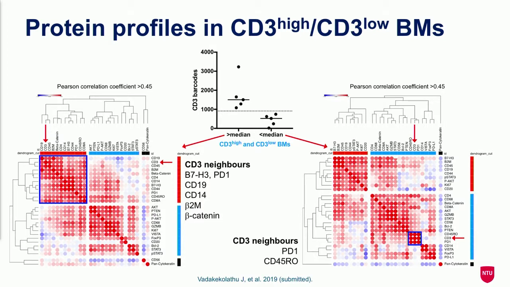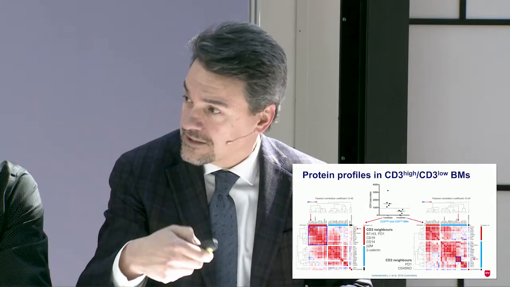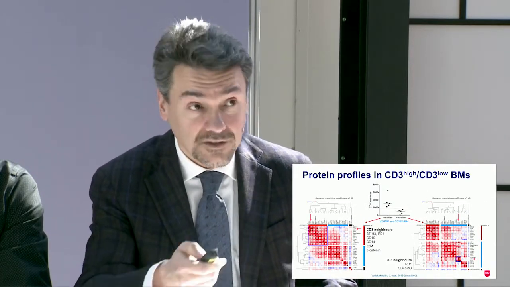So then we built a correlation matrix, looking at protein profiles in CD3 high versus CD3 low bone marrows. This tells you that the CD3 neighborhood is really completely different in more heavily T-cell infiltrated bone marrow biopsies compared to the T-cell depleted bone marrow biopsies, with the CD3 neighbors mostly being B7-H3, a negative checkpoint, PD-1, B cells, monocytes, beta-2 microglobulin, and beta-catenin. And this is completely different to the CD3 neighborhood in the T-cell low bone marrow biopsies with just CD45-RO, again, a marker of chronically activated T cells, and also PD-1, a marker of exhausted CD8 T cells.